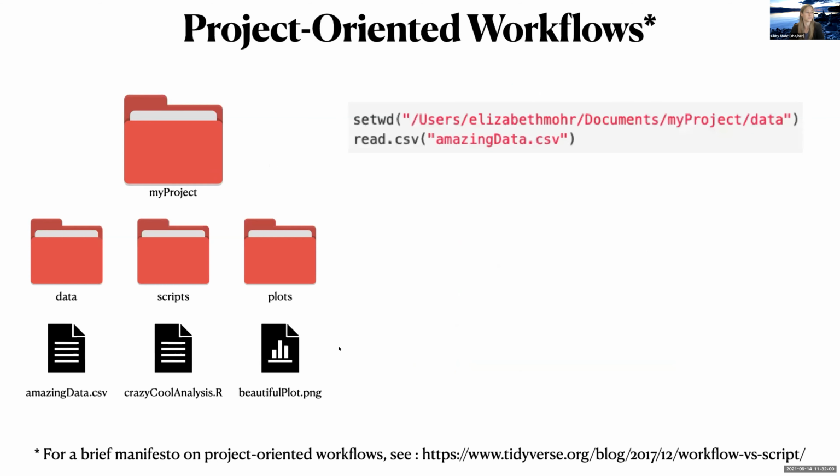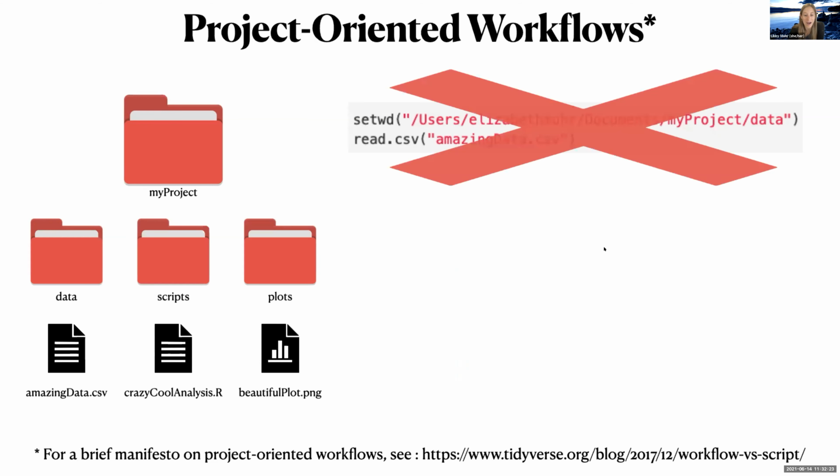And what this means is that you don't have to use a line of code like this. This is pretty important from a reproducibility standpoint, because if I share this piece of code with a collaborator and they try to run it, it's not going to work for them simply because they don't have a file path or a directory called Elizabeth Mohr, or at least I hope they don't. And so I recommend not doing this.